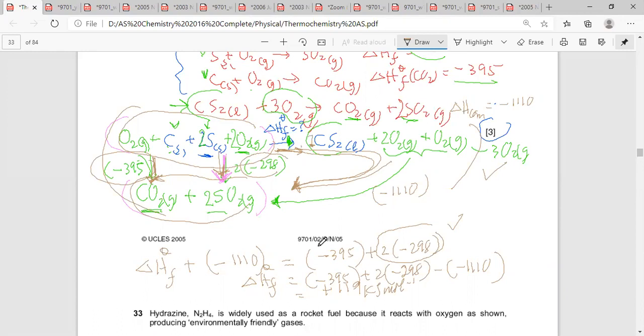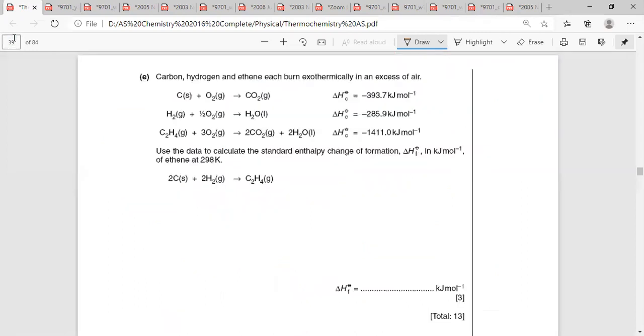15 to 20 minutes more. Okay, to page 39. 39. Okay, another one here.